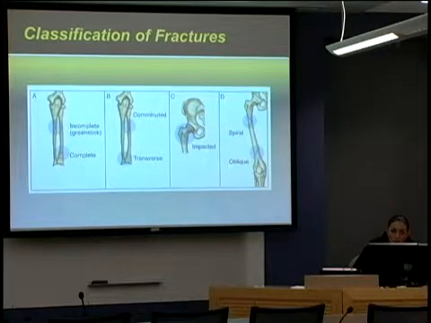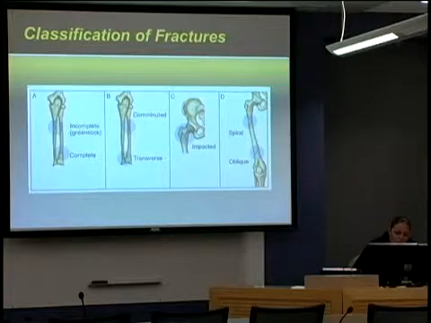So if you remember that example with the little boy running over the field. Oblique fracture is when the bone is split diagonally, as you can see.